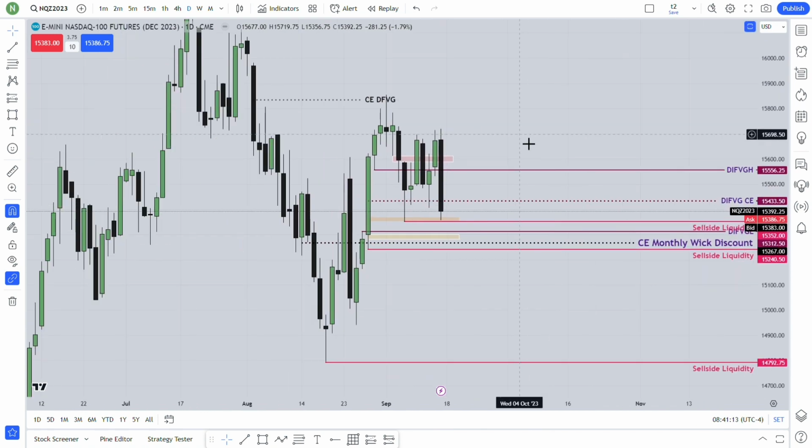Here is your daily chart. If you see it, this was my daily inversion, daily fair value gap. This candle's close high and this candle's low. This is the gap it has actually traded.